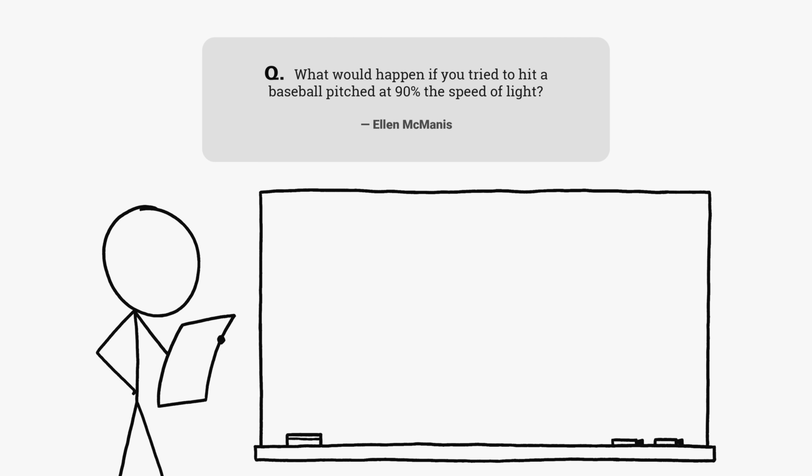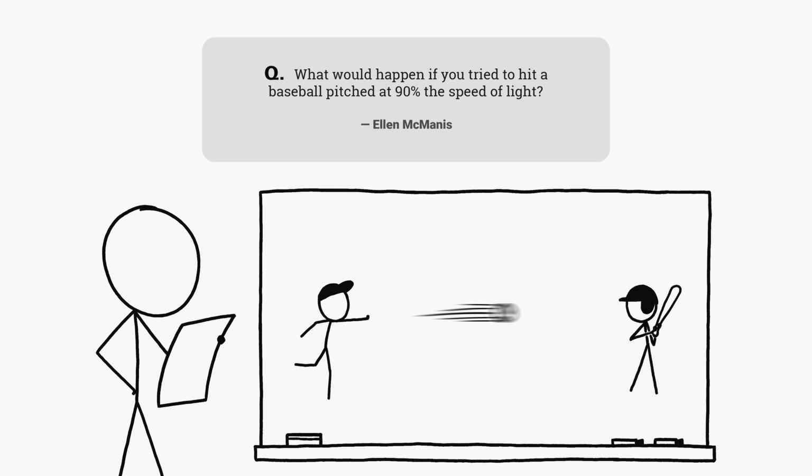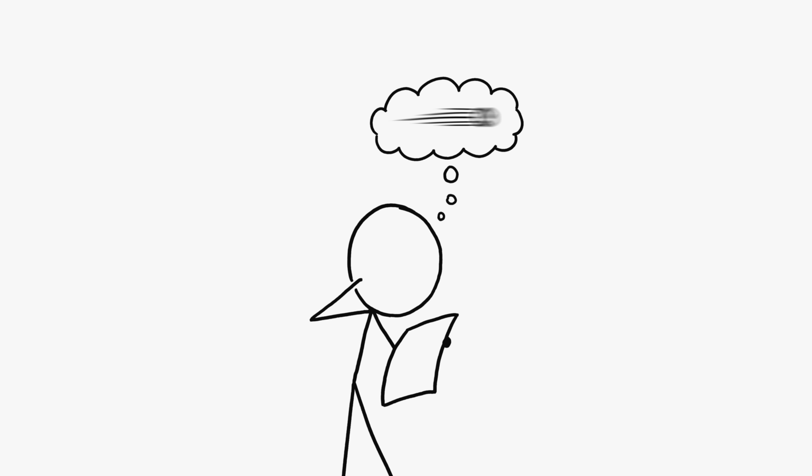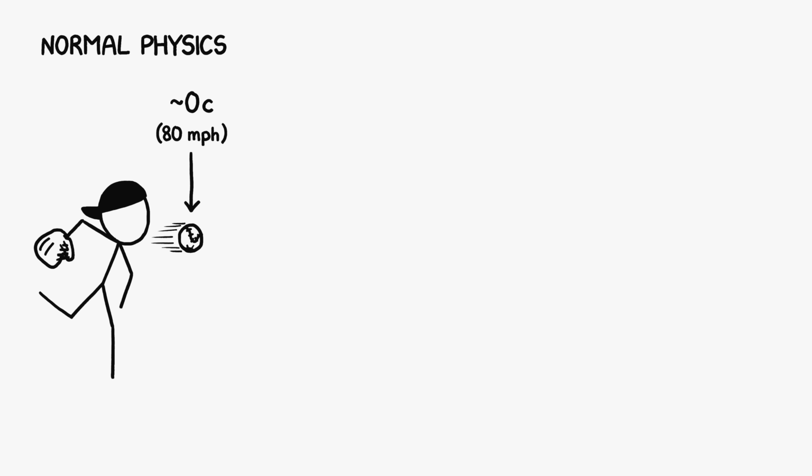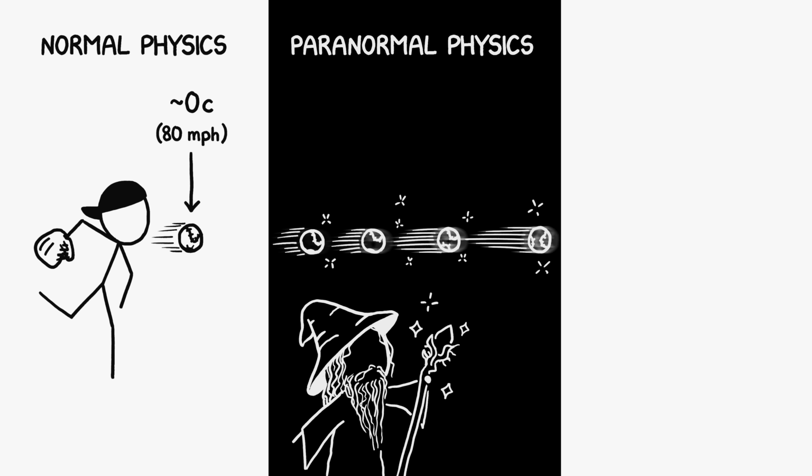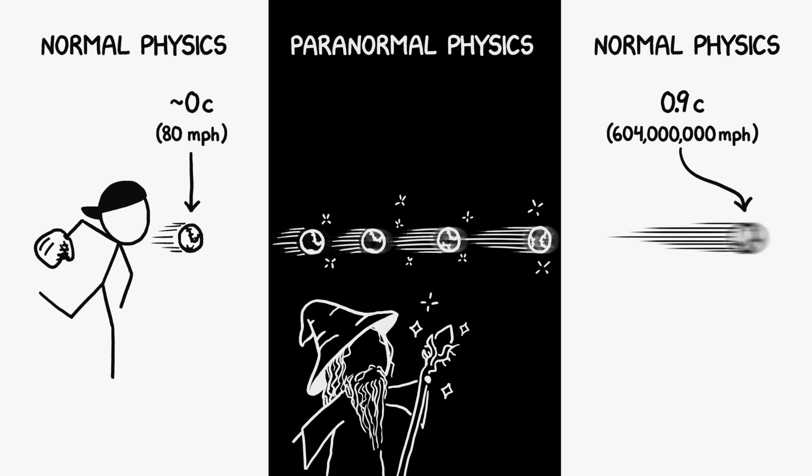This question comes from Ellen, who asks, what would happen if you tried to hit a baseball pitched at 90% the speed of light? Let's set aside the question of how we got the baseball moving that fast. We'll suppose that it's a normal pitch, except in the instant the pitcher releases the ball, it magically accelerates to 0.9 c. From that point onward, everything proceeds according to normal physics.